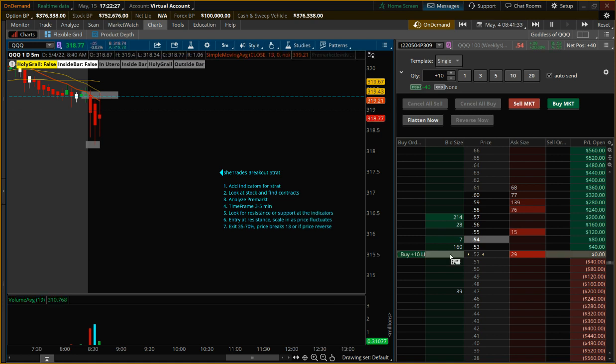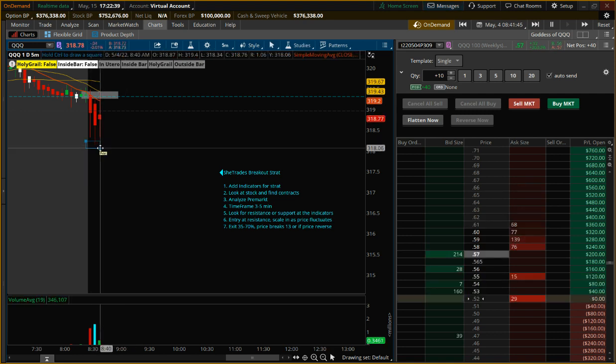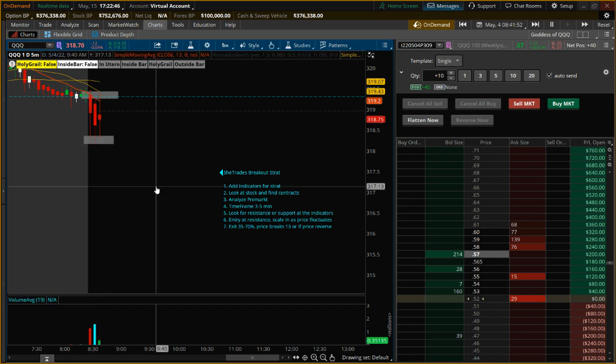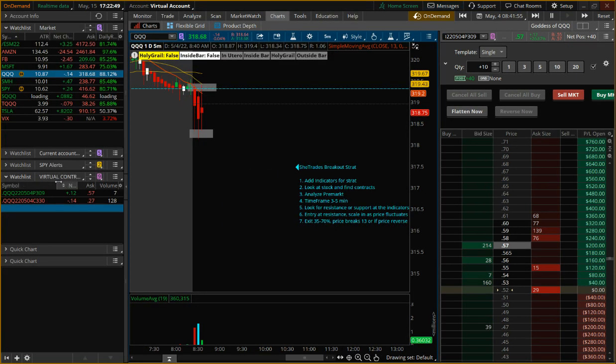My average is 52 cents now. So we've got rejected 1, 2, 3 times. I'm going to move this support level back up here now because it's touching here more. Market still looks weak for this day.